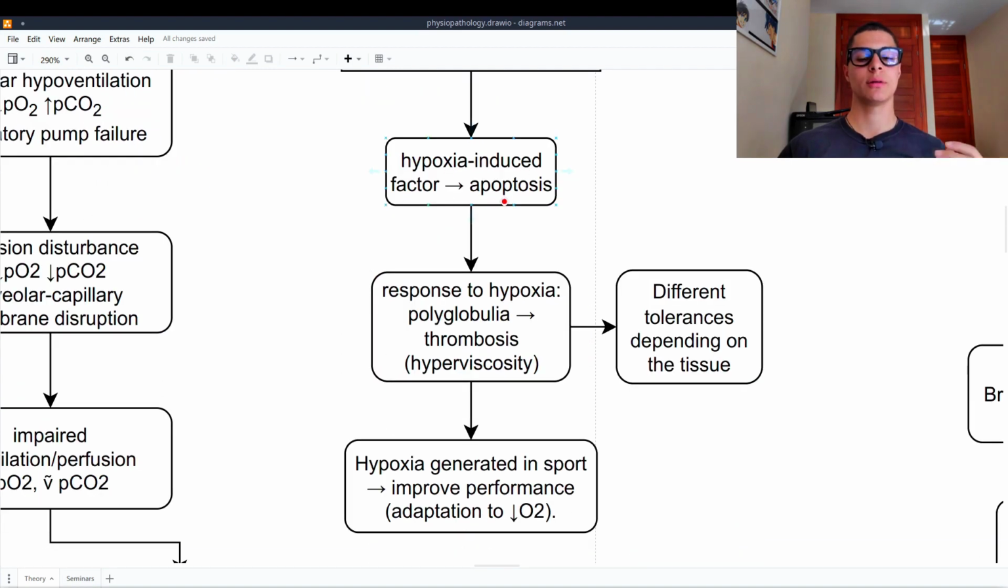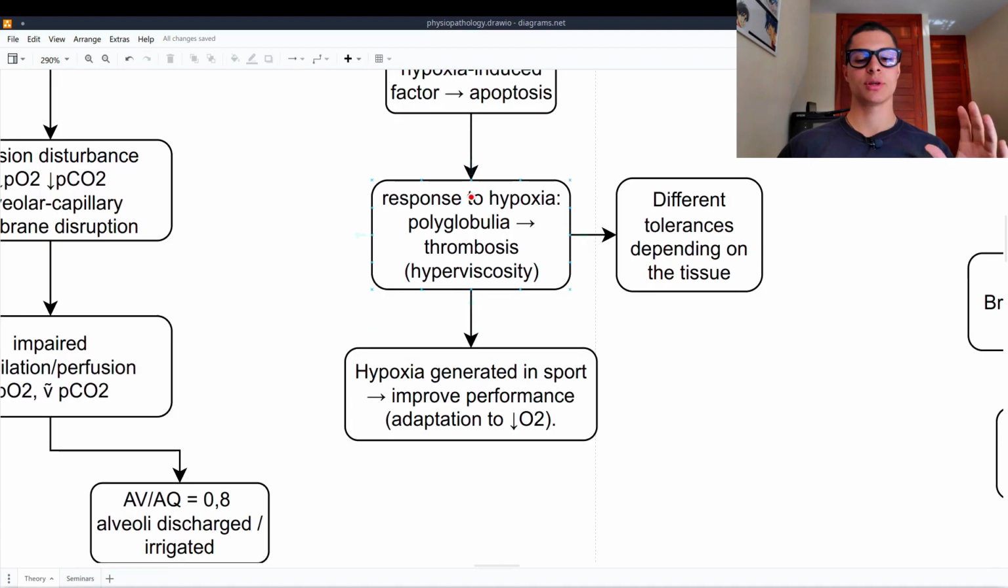Hypoxia-inducible factors will create apoptosis, which is the programmed cellular death. Response to hypoxia, we have the polyglobulia, and this will create thrombosis and hyperviscosity. Different tolerances depending on the tissue, of course. It's not the same, the bone as the muscle or the fat. Hypoxia generated in sport is also used to improve the performance because there is an adaptation to low quantities of oxygen.